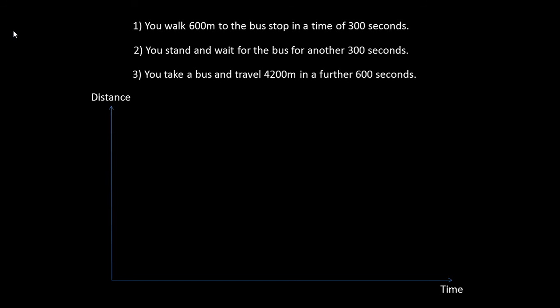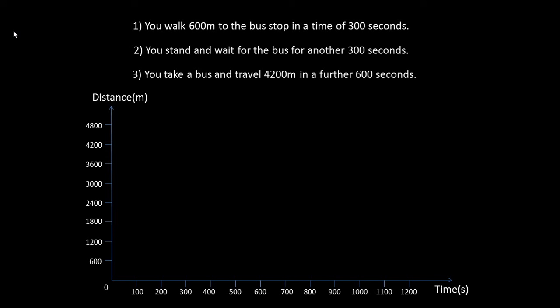Now, let's figure out the scales for our axes. We're going to go up in hundreds along the x-axis. So 100, 200, 300, all the way up to 1,200 seconds. For the distance axis, the y-axis, first of all we've got to figure out what's the total distance travelled, and that's 4,200 metres plus 600 metres. That gives us a total of 4,800 metres. We're going to go up in 600s. 600, 1,200, 1,800, all the way up to 4,800.